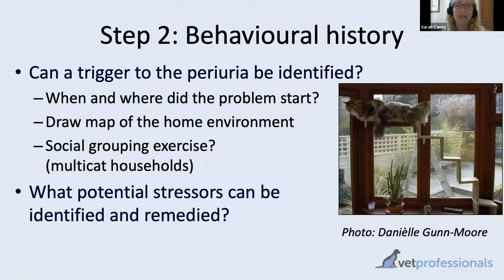And indeed, a behavioural history, really delving into as much detail about the home background of the cat, relationship with people and other animals, cats and dogs, for example, within the home, can also be incredibly useful in terms of building up that picture and trying to work out where there are some perhaps stressful situations in the household, and what can we do to address those that might have a positive impact on this condition, if we think it is a primarily behavioural condition.